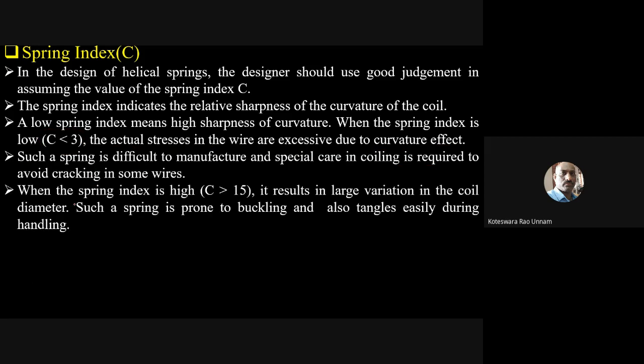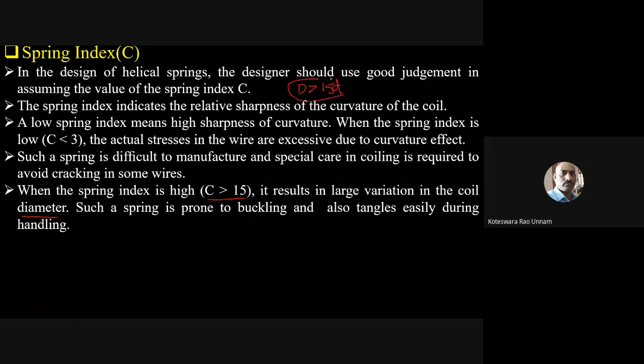On the other side, when the spring index is very high, that is when C is more than 15, it results in large variation in the coil diameter. So C is 15 means D by d is greater than 15, so you can say D is greater than 15 times small d.